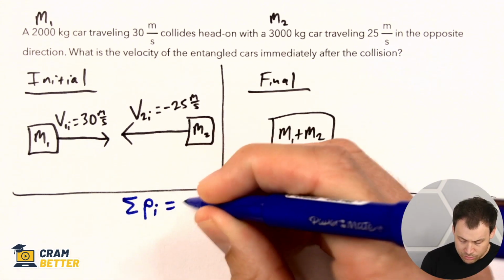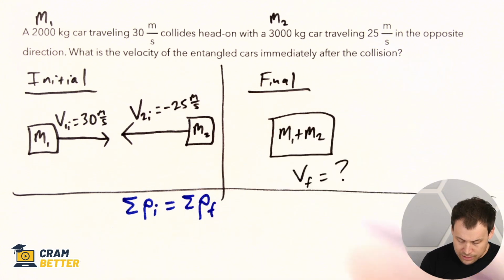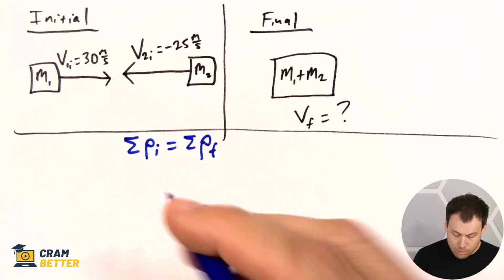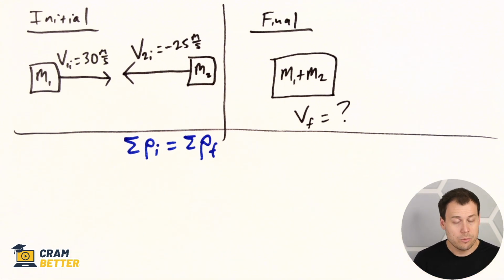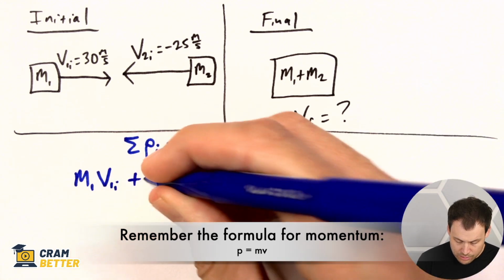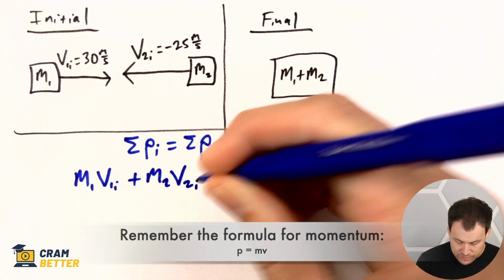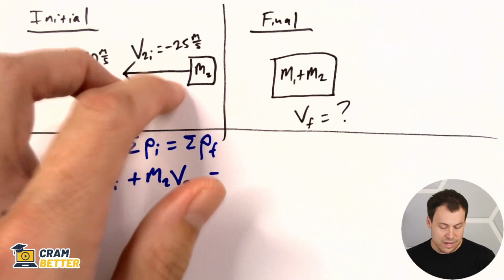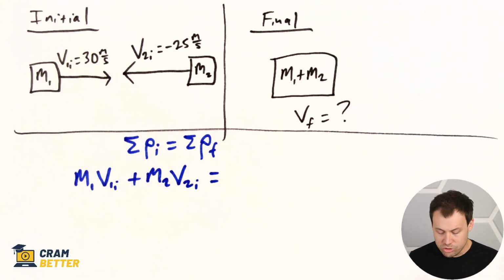Total P initial equals total P final. That's how we solve an inelastic collision. Okay, so in the initial state, we got two objects. We got to write down the momentum for both of them. That's going to be M1 V1 initial plus M2 V2 initial. We didn't have to break anything into components, do X and Y axes, because everything's in the X axis here. This is a one-dimensional problem.